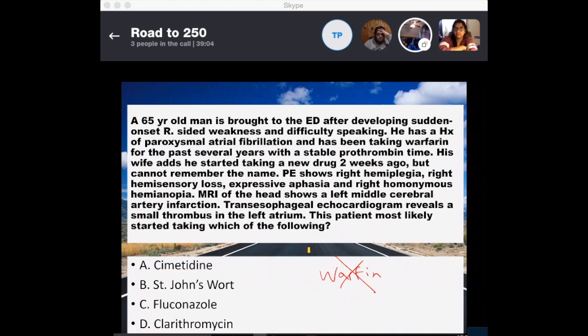So does this mean that this man has introduced an inducer or an inhibitor into his drug regimen? Inducer? An inducer because it increased the metabolism of warfarin, rendering his normal dose not effective, leading to his stroke. So which of these drugs is an inducer? Oh, St. John's wort.